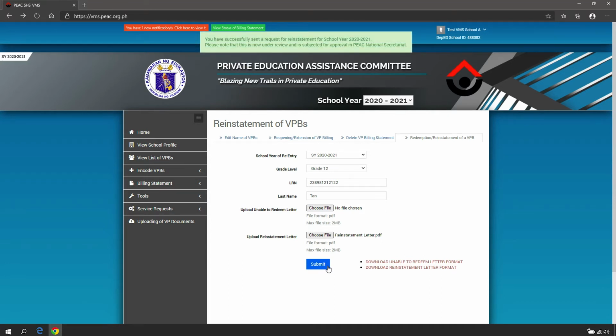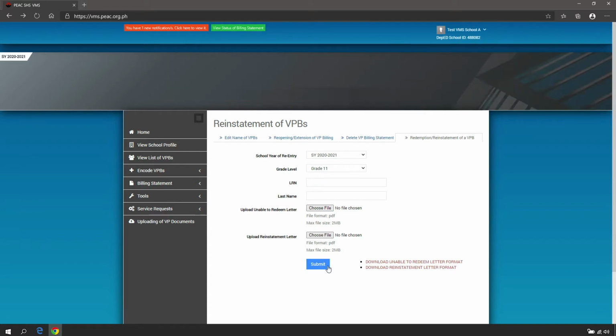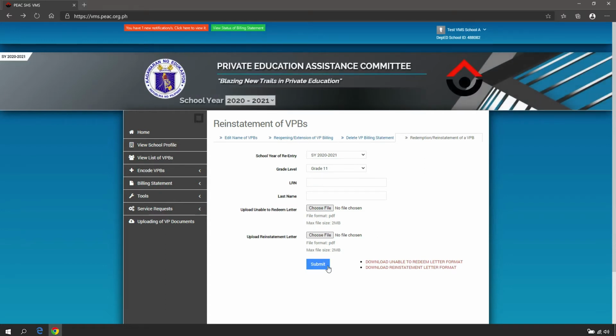There are two types of letter of request. Unredeemed voucher is for a qualified voucher recipient who was unable to redeem the voucher in grade 11 immediately after grade 10 completion due to health reasons or death of a parent or guardian.